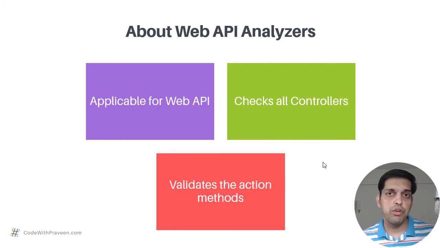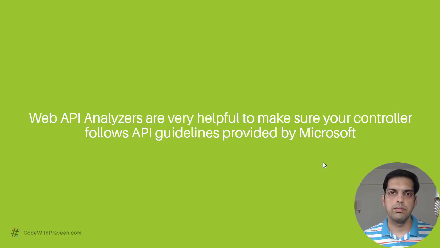Like I mentioned before with the example of get courses, it's going to check all such action methods that have been introduced in those controllers and look for their responses. Whichever response codes have not been documented, it's going to show warnings. These Web API analyzers are very helpful to make sure your controller follows the API guidelines provided by Microsoft.